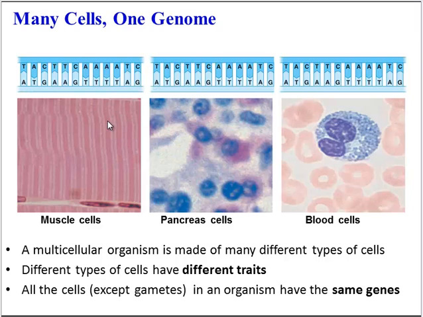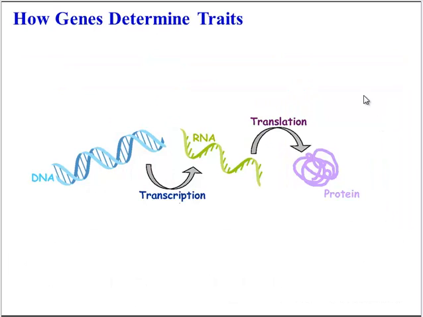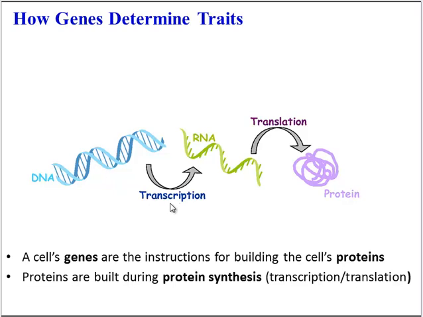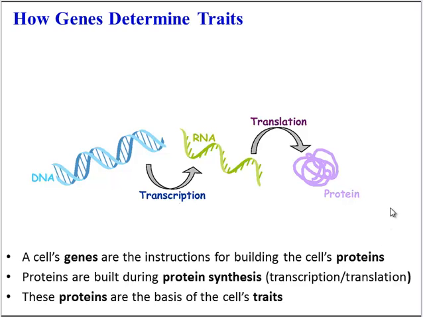If you were to look in the muscle cell and the pancreas cell and the blood cell, you would see the identical DNA sequence. So this is a difficult paradox to explain. How can cells with different traits have the same DNA? Well, to understand, we need to quickly review how genes determine traits. Remember that genes, or DNA, are the instructions for building a cell's proteins. And this is done through the process of protein synthesis, when DNA is transcribed into RNA, which is then translated into protein. And your proteins are ultimately your traits.